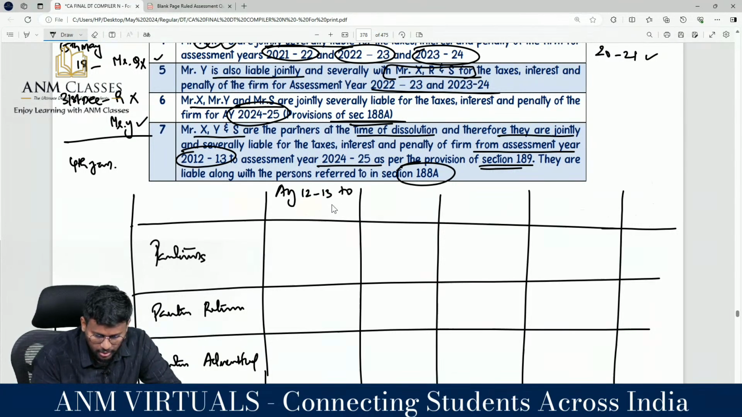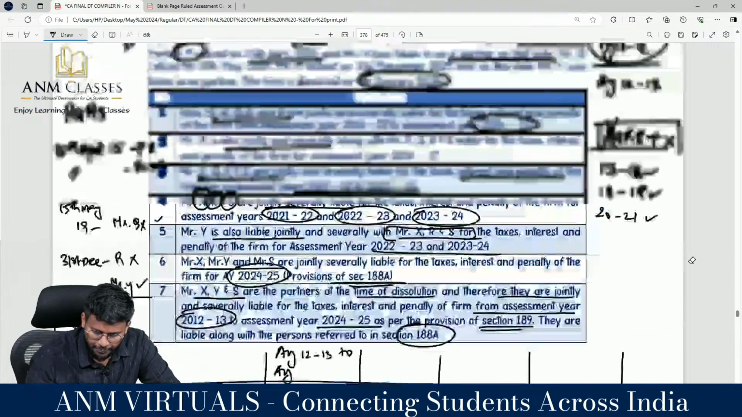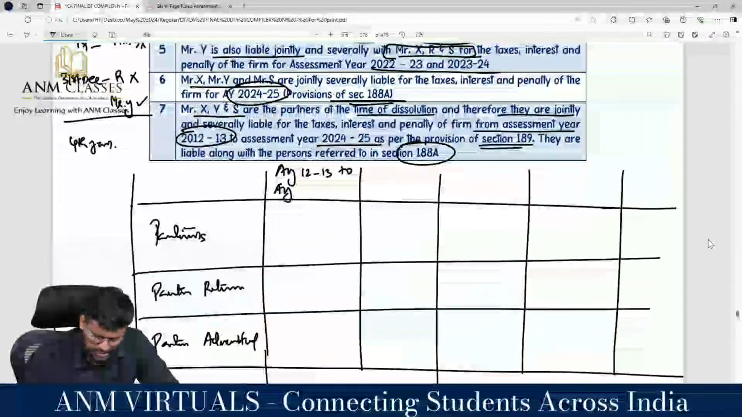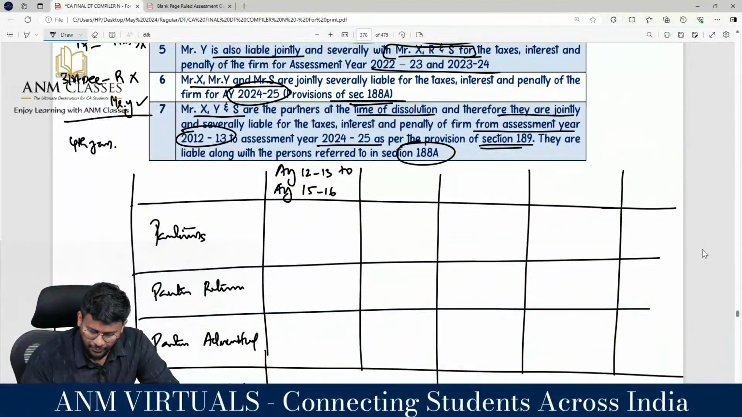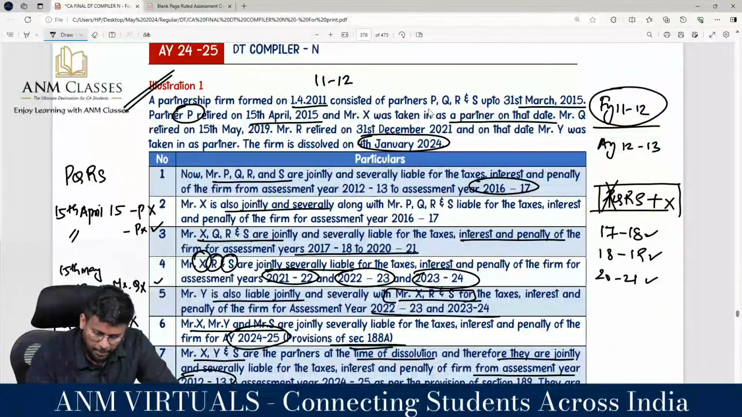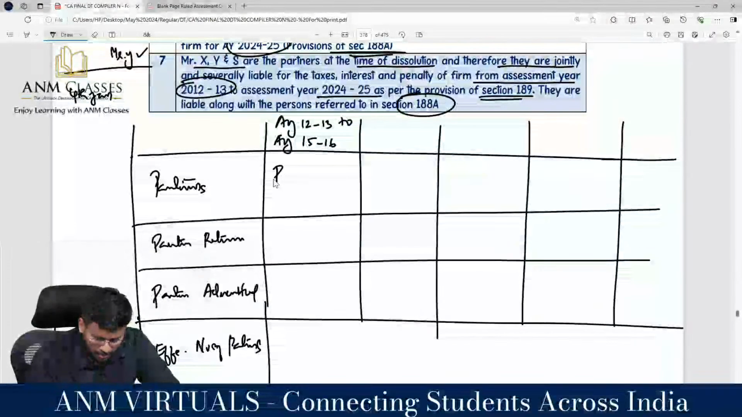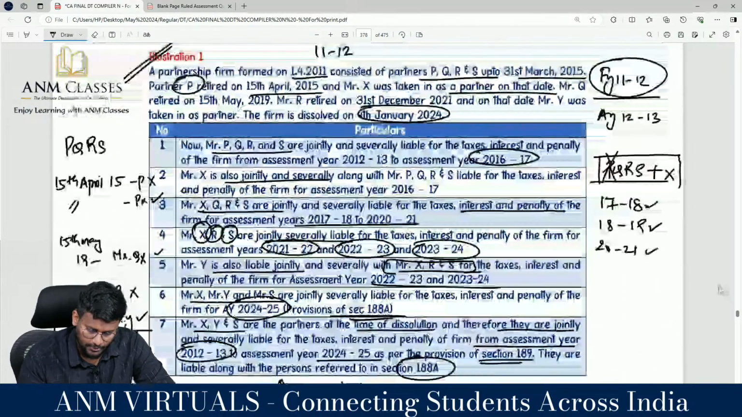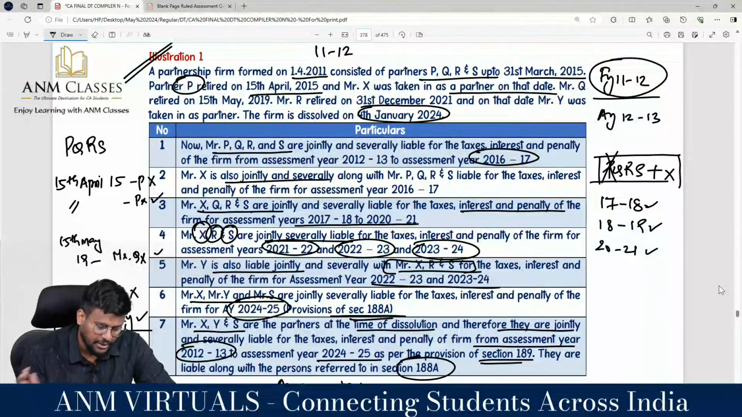So assessment year 12-13 to assessment year 31st March 2015 means 14-15, so 15-16. To 15-16, you know the partners available were P, Q, R and S. These are the 4 partners available. Now what has happened? You just fill the table.